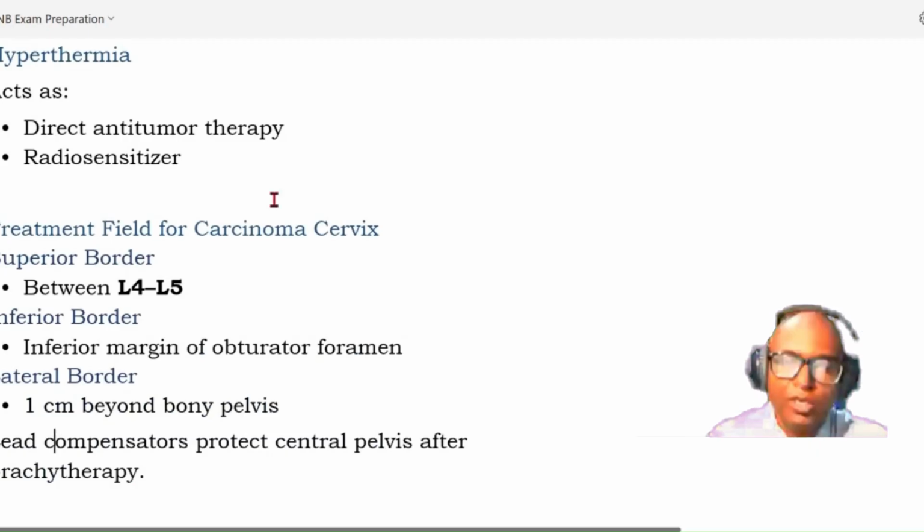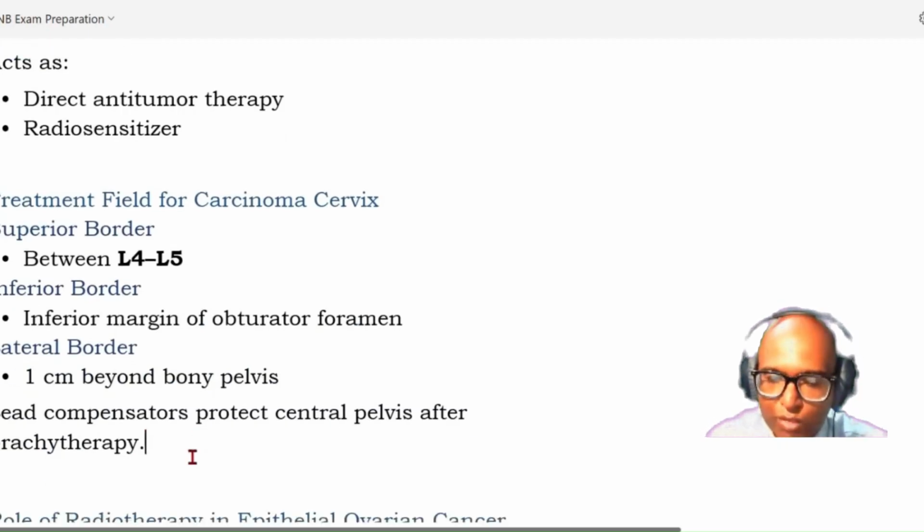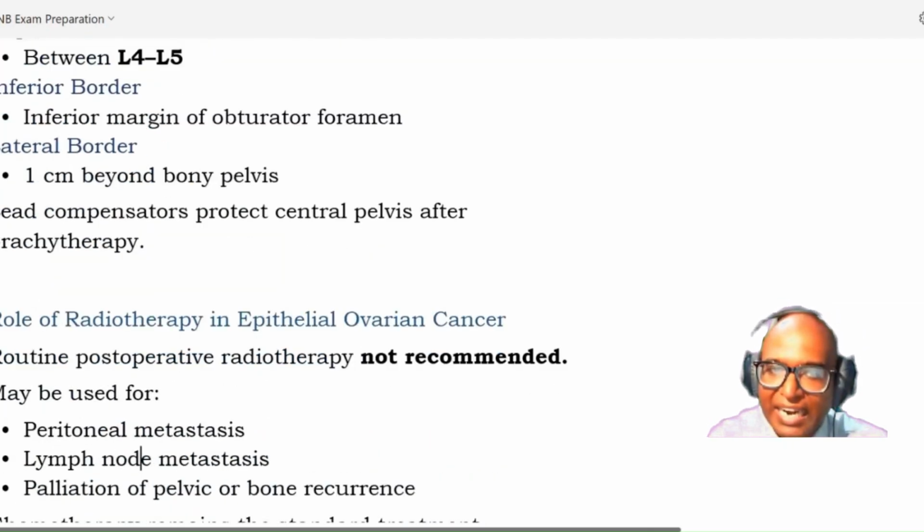So when you give EBRT for carcinoma of cervix, if brachytherapy is already given, then the lead compensators are there, because when you give the external beam radiation to the tissue, the central part has already received dose from the brachytherapy. So there comes the role of the lead compensators. They will protect the central pelvis which has already received the brachytherapy. Because it has received the brachytherapy, there is no need for more dose to that area. So that will be protected, and the rest of the area will be given the appropriate dose of the radiotherapy. Okay, so that is the role of the lead compensator.